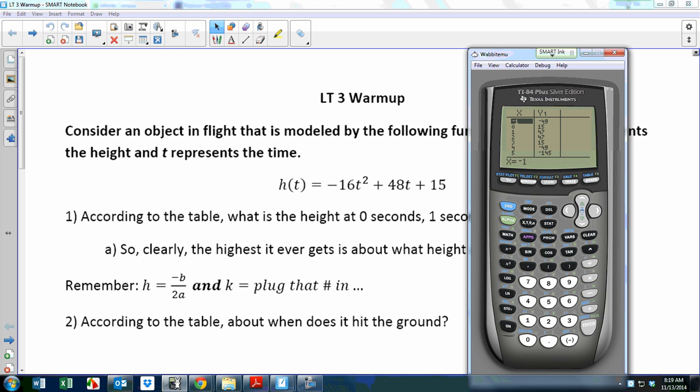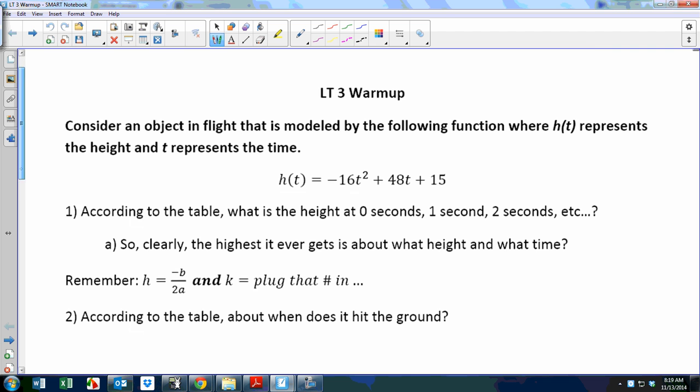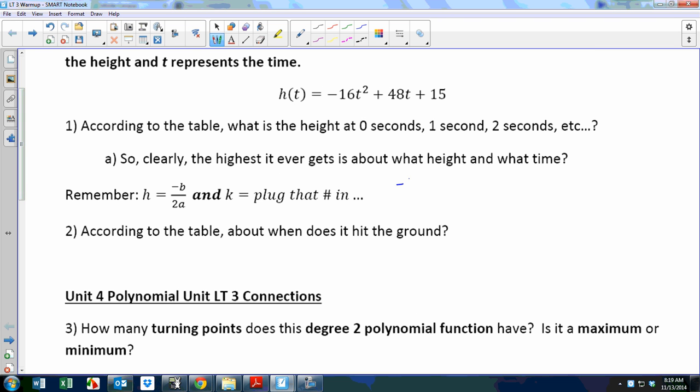That's the vertex, right? So I'll do that scratch work real quick. The h is opposite of b, negative 48 divided by 2 times negative 16. That's 1.5. When you plug in 1.5 for t in the function and type it in the calculator, it says 51. So your k is 51. It goes up to 51, right?